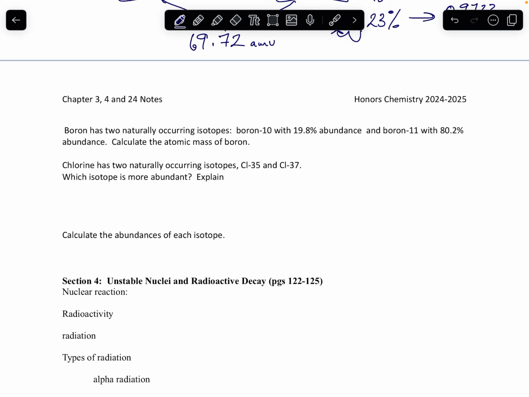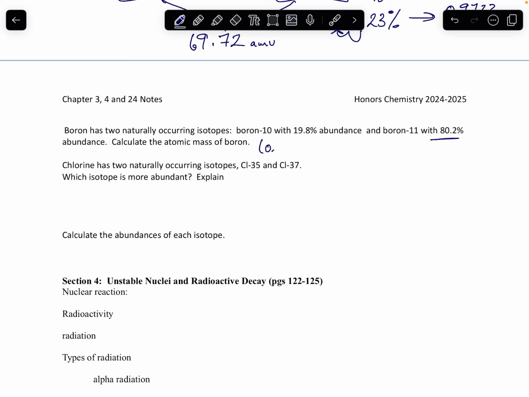Okay, so we got boron with 2 naturally occurring isotopes, boron 10 and boron 11. Okay, I want to calculate the atomic mass of boron. Right, straight away, I'm going to look at this. I see boron 11 is 80%. Okay, so it should be leaning more towards boron 11. Okay, but I'm going to set this up the exact same way like we did before.